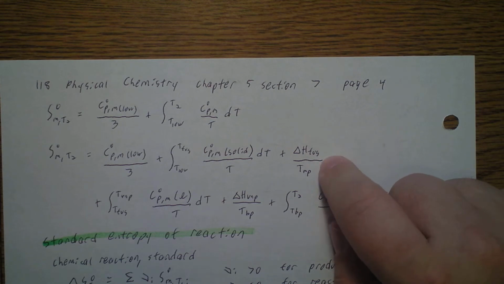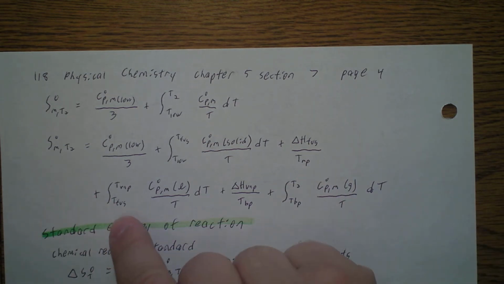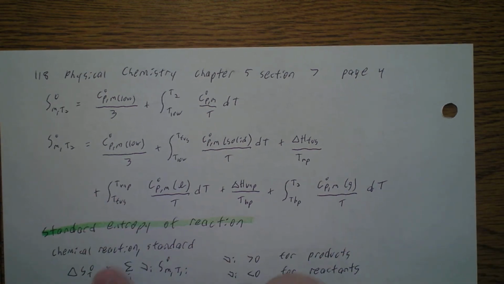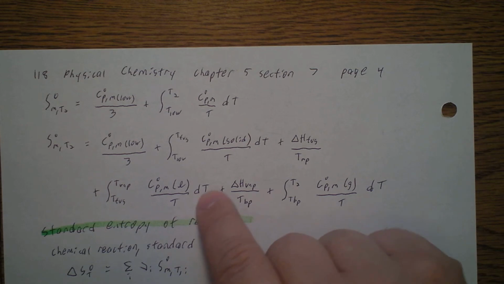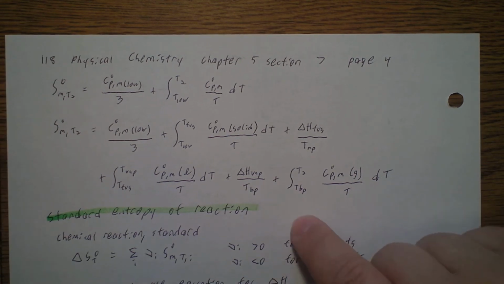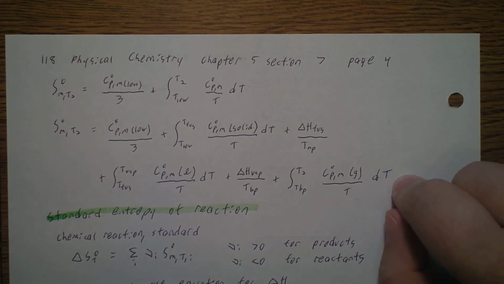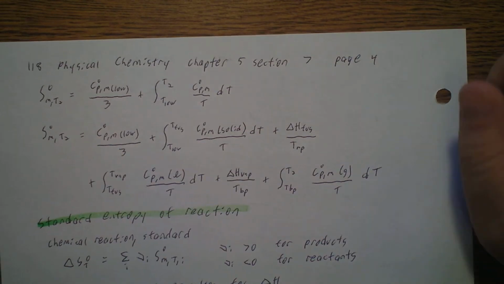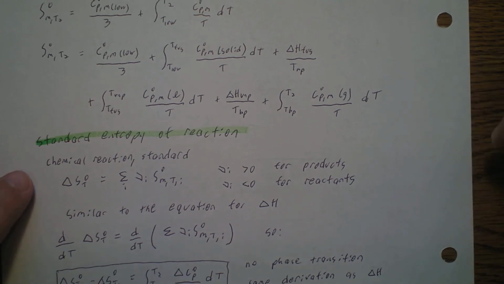And then the enthalpy of fusion, or the heat of fusion, divided by the temperature at the melting point, plus the integral from the temperature of fusion to the temperature of vaporization of the molar heat capacity of the liquid in the standard state divided by T dT, plus the heat of vaporization divided by the temperature of the boiling point, plus the integral from the temperature of the boiling point to T2 of the molar heat capacity in the standard state of the gas phase divided by T dT. So this shows all the little steps you add up if you're going from absolute zero all the way to the gas form. Now let's talk about the standard entropy of reaction.